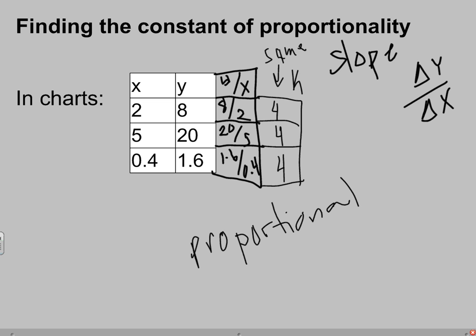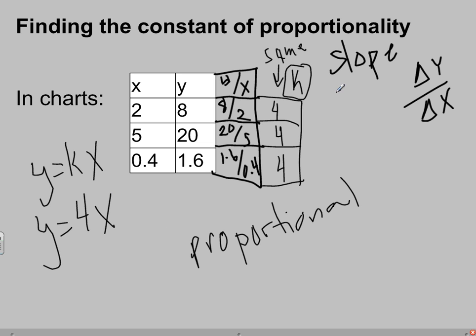And what's really awesome about finding k is if you know that the standard form of a proportional equation is y equals k times x, and you figure out what k is, writing the equation is incredibly easy. You just plug the number that you found for k into the standard form, and there you have it, your equation of this relationship shown in this chart.